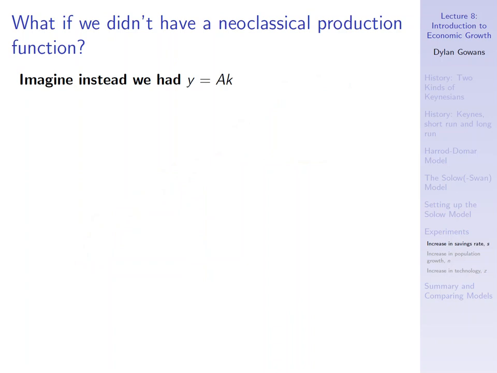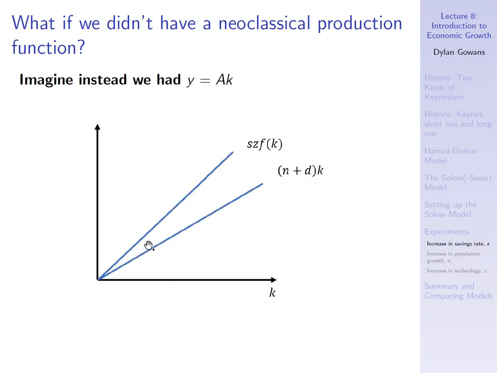And to prove my point, imagine we didn't have a neoclassical production function. Instead, imagine we had the following: that little y, or output per person, is just a linear function of K, A times K. Okay? What would that look like? Well, it would look like the following. Here I have Z, but you could think of Z and A as being the same thing. In any case, imagine this production function is just y equals A times K. So it's linear.